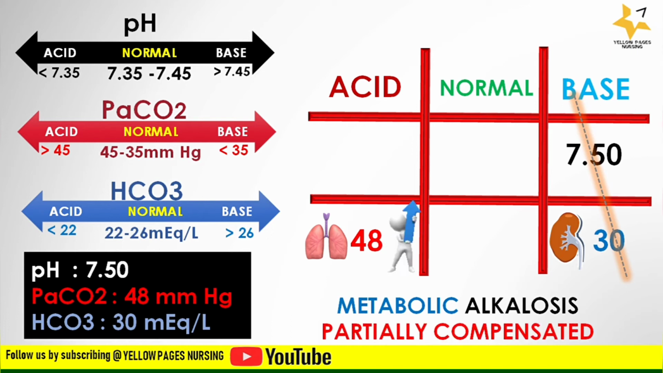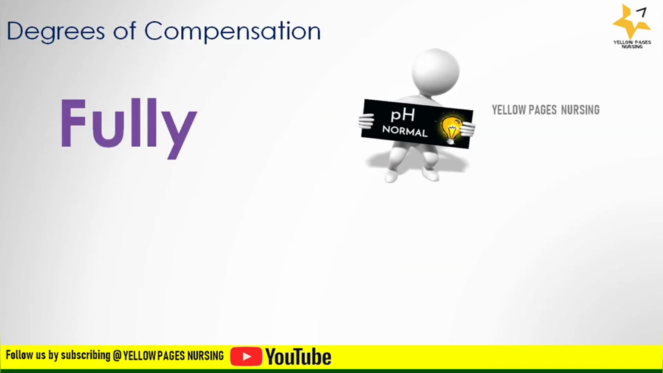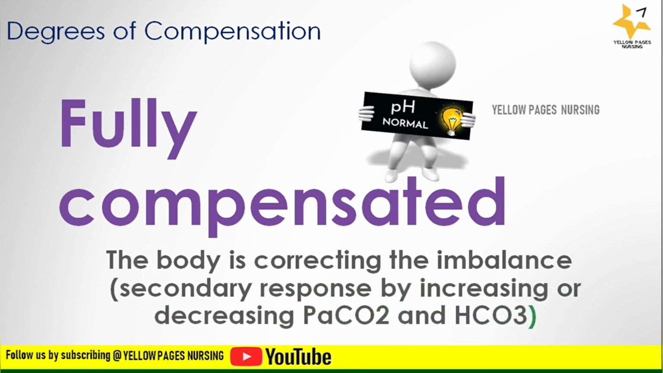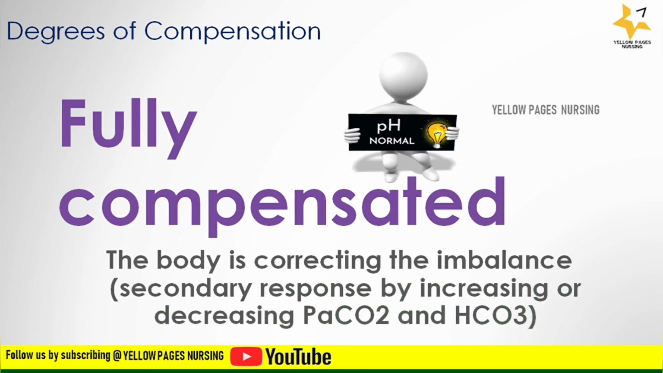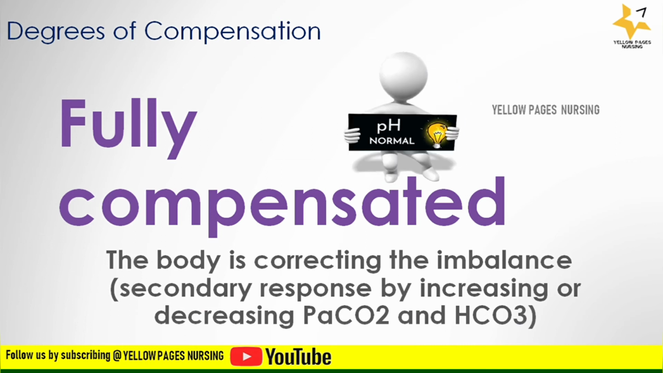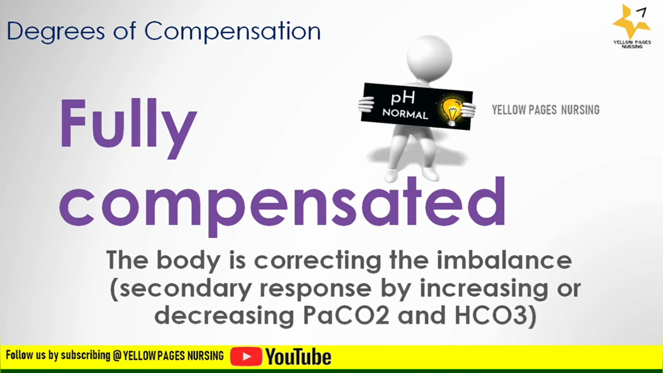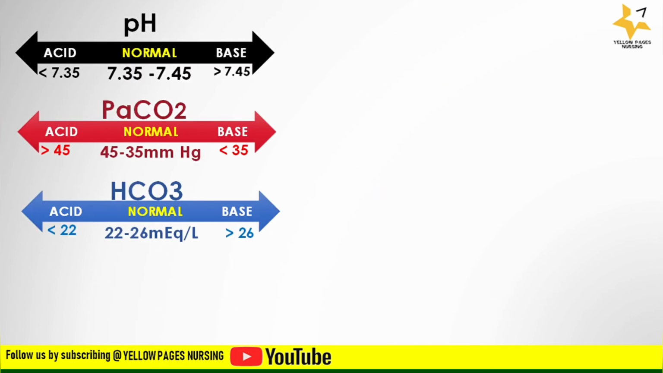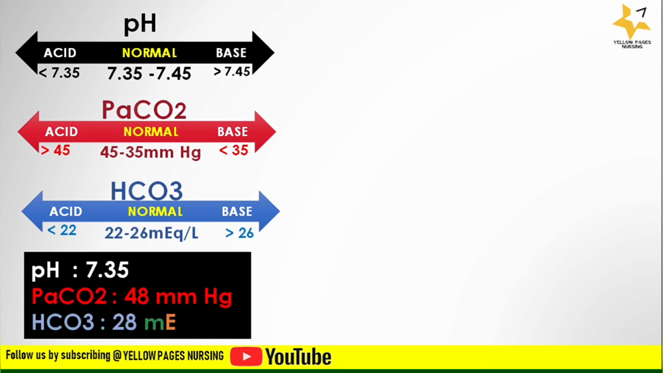Now let's discuss a fully compensated change. That is, the body is correcting the imbalance, here the secondary response, by increasing or decreasing PaCO2 and bicarbonate values. Here the pH remains in the normal range. Let's get into the example. pH is 7.35, PaCO2 is 48 mmHg and bicarbonate is 28 milliequivalent per liter.